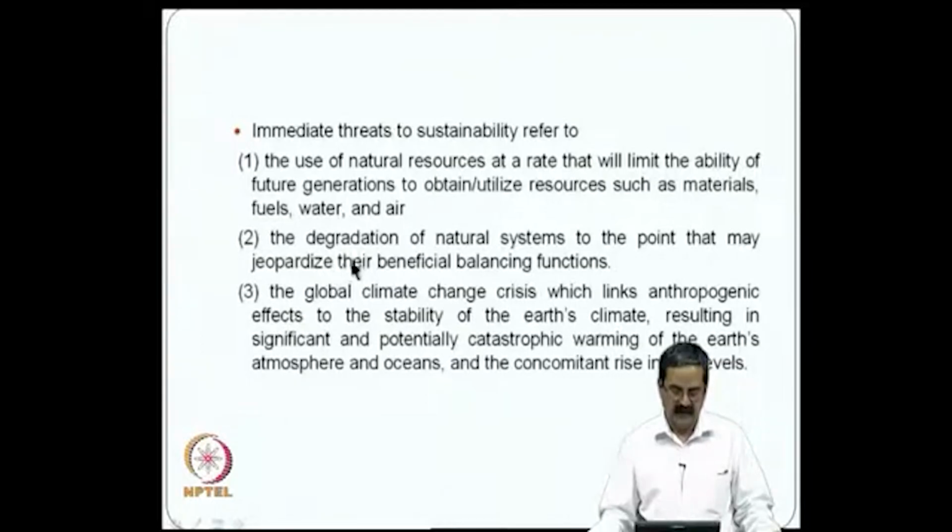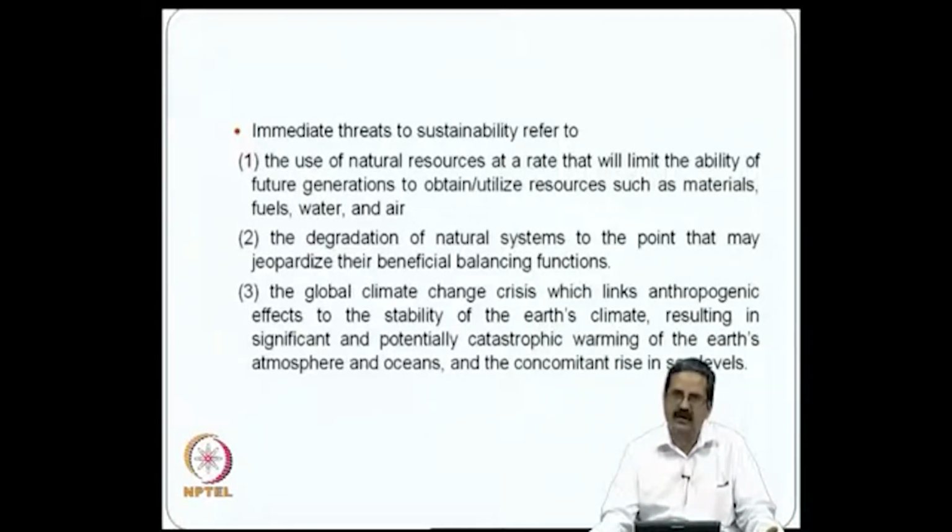So, the degradation of the natural systems to a point that may jeopardize the beneficial balancing actions is something to avoid. What we know is that the natural system should not be degraded, and we have to have a balanced view of what we need and what we can use.